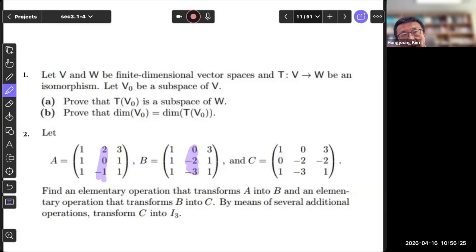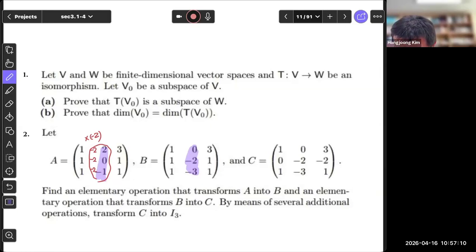Okay. Now, how do I obtain this 0, -2, -3 from A? You can perform a replacement operation, right? So if you multiply -2 to the first column, you get -2, -2, -2. If you add this column with the original second column, then you get 0, -2, and -3.